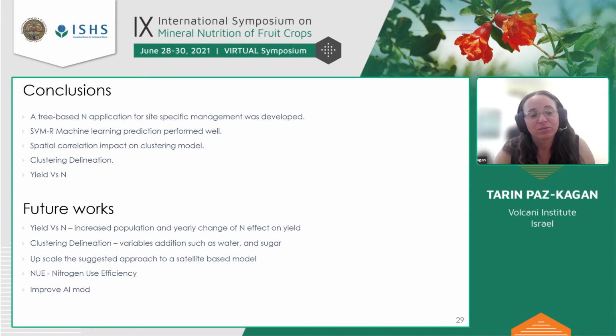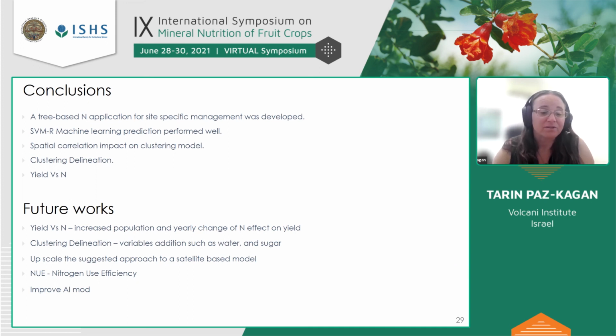And we suggest that future work should first of all focus a bit more on the relation between yield and nitrogen content to see those relationships and to finalize the thresholds that are relevant for the N content. The clustering delineation could add additional inputs like water content, which could be obtained with thermal sensing, and sugar levels in the trees, which could be obtained with multi or hyperspectral sensing, and integrate them into the fuzzy C-means model. Of course, we can upscale this information to satellite data.